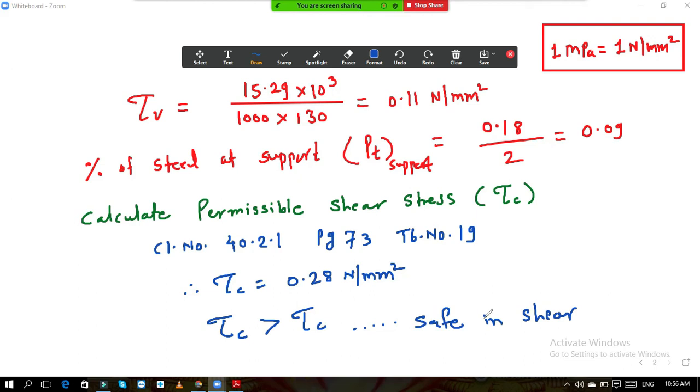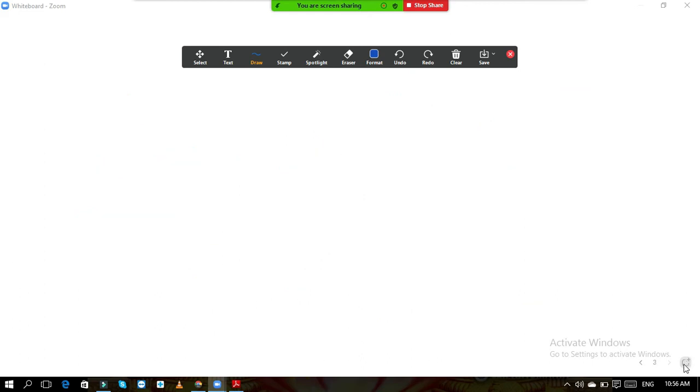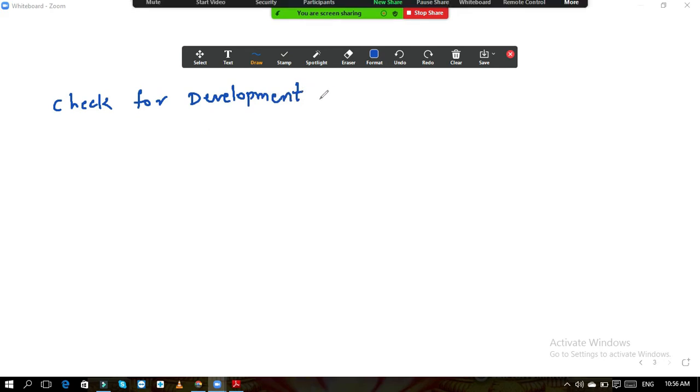Now this is the check for shear. After this we will do the check for development length. That is our last check. So, check for development length.